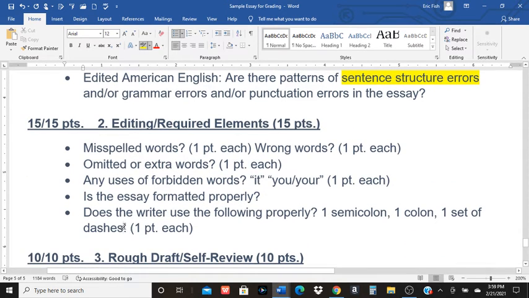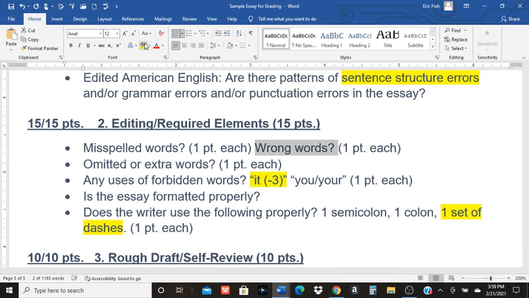Then we come down here. These are kind of yes or no questions. Did you use these things properly? You weren't supposed to use it. Let's say you used it 3 times there. Maybe had a misspelled word or a wrong word or two. But we'll highlight all those.